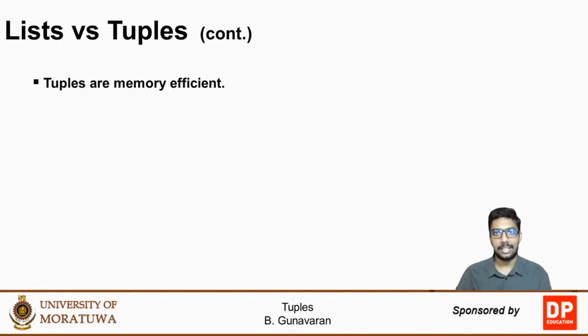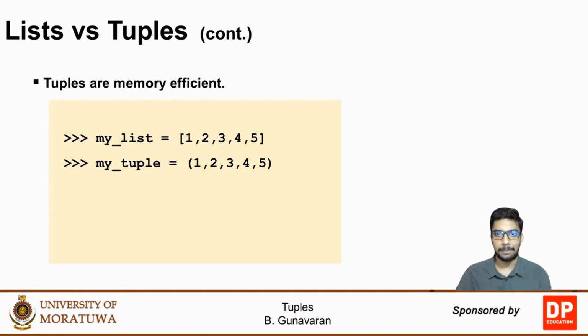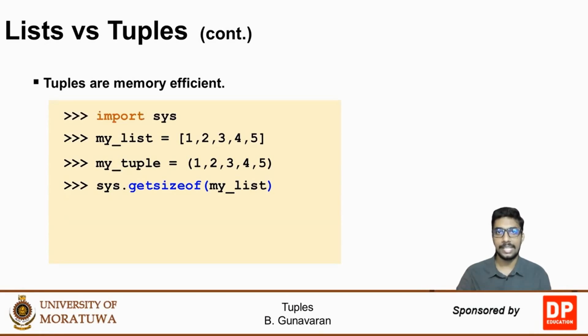Let us look at an example to check whether it is true. Let us create a tuple and a list that contain the same set of elements. Now, let us measure the amount of memory consumed by each of them. We will use a Python function called getSizeOf. It will return the amount of memory consumed in bytes. To use this function, we need the sys module. This line of code will import the sys module that we need.